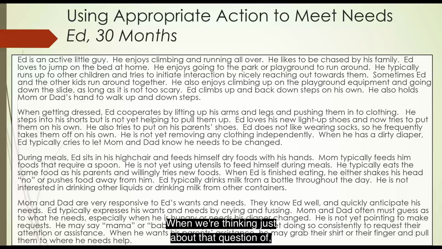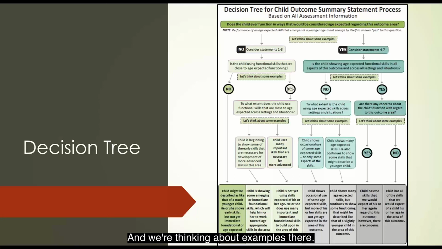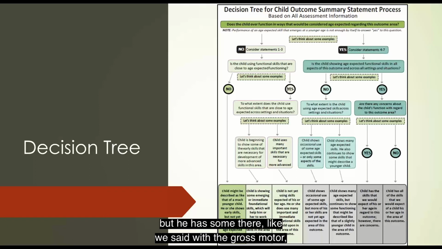When we're thinking just about that question of to what extent the child uses functional skills that are close to age expected across settings and situations, and we're thinking about examples there, what's your input? Is he beginning to show some of the early skills, or is he using many important skills that are necessary for more advanced ones? All right, it looks like it's overwhelmingly beginning to show here, because a lot of his skills are younger, but he has some there, like we said, with the gross motor, and maybe a little bit in the feeding, if that.